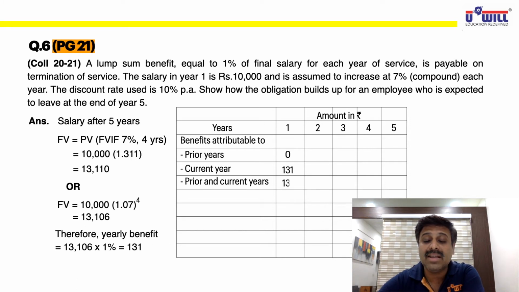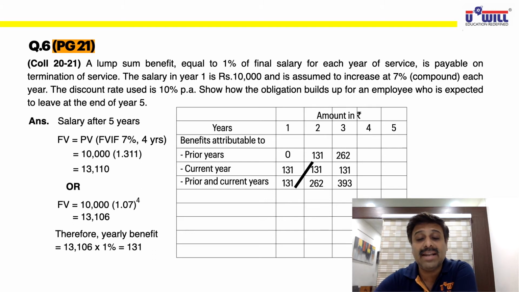So the total amount in year 1 that we have to pay him is 131 rupees. That 131 will become the amount of prior years in year 2. Again for the second year we will pay him 131. So the total obligation in the second year will be 262 rupees. Now that 262 will become the prior years' amount in year 3. Again we will contribute 131, so we have to pay 393 rupees at the end of year 3. 393 will become the prior years' amount in year 4. Again we will contribute 131 for that year.